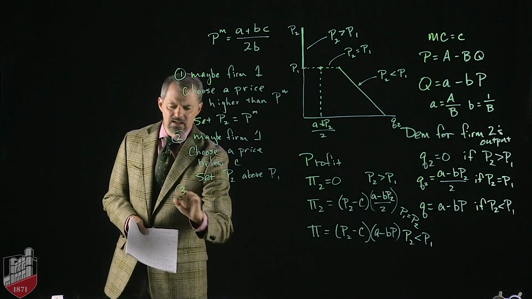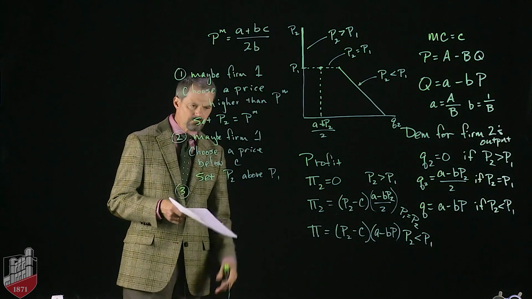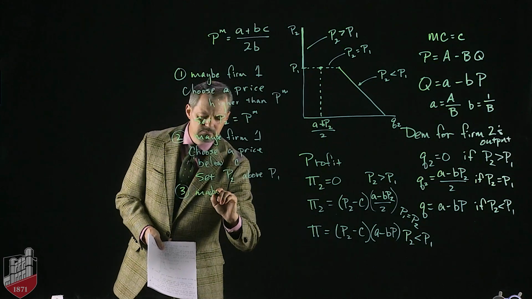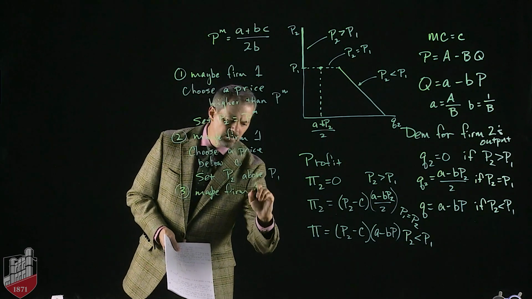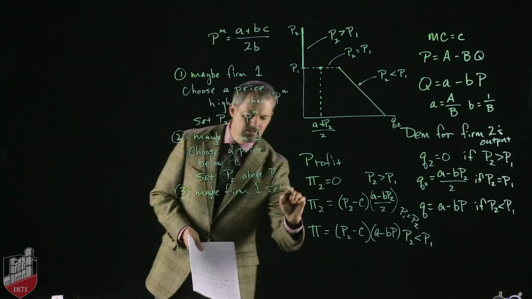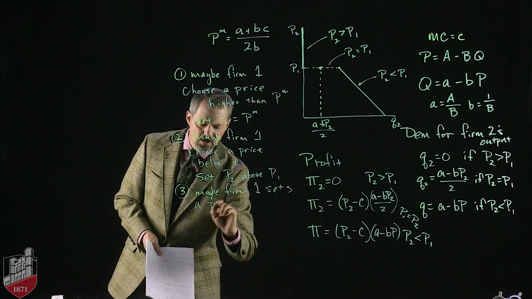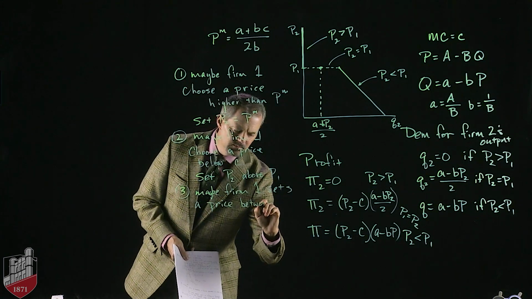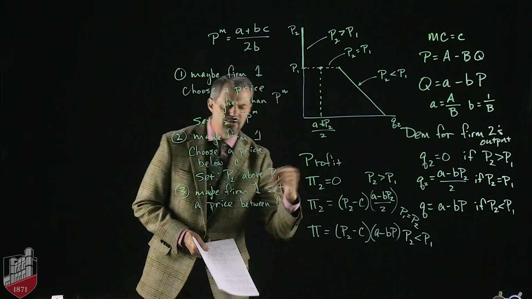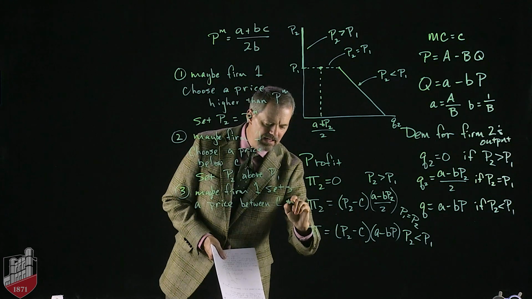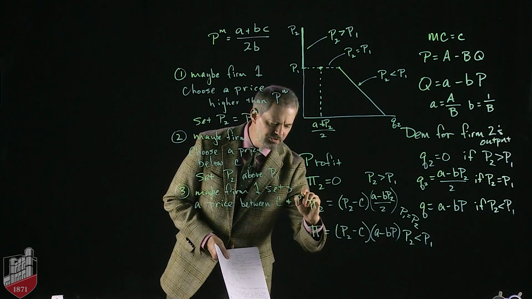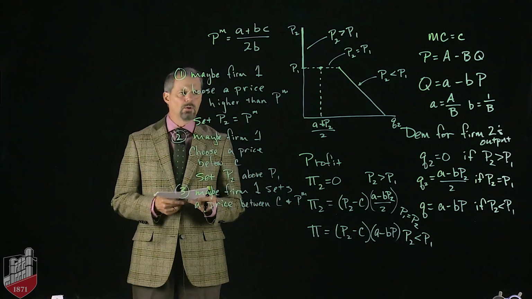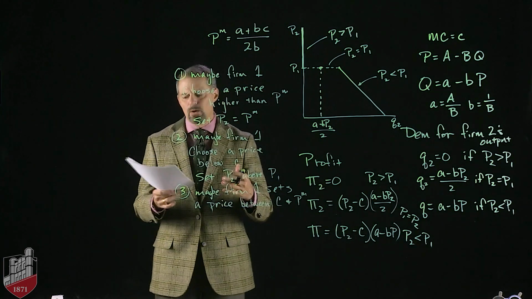And then let's think about the more likely case, and that is that maybe firm 1 sets a price in between the marginal cost and the monopoly price. Price between, let's say, greater than or equal to C and less than or equal to PM. So let's think about what that would look like.